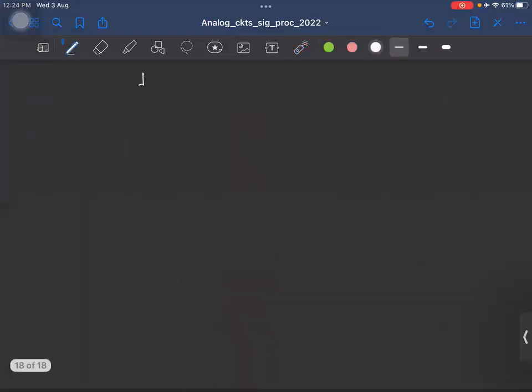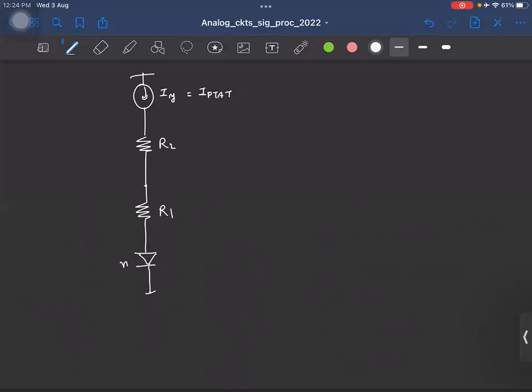So let me draw this again. This is my some current IY, and say I make it equal to PTAT current and force it through the resistor R2, and I have R1 and the N diodes, right?